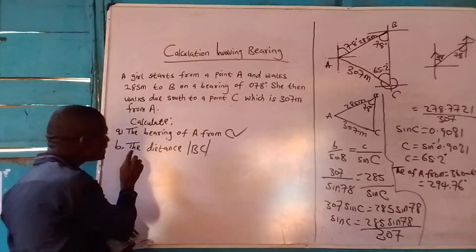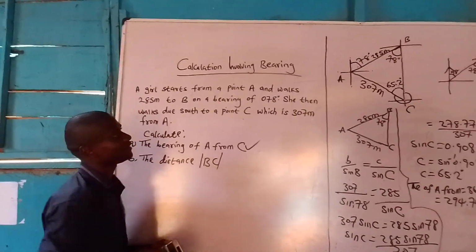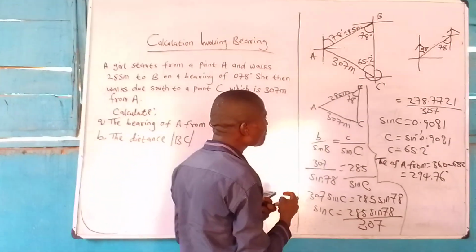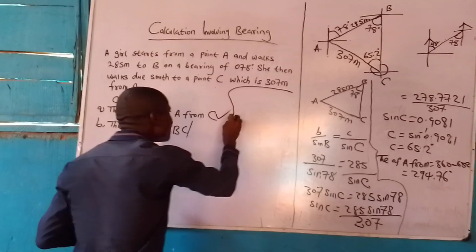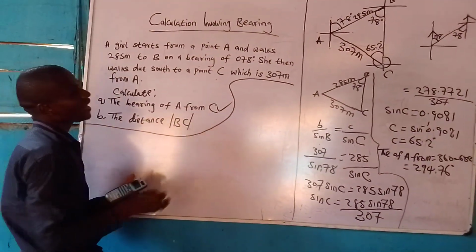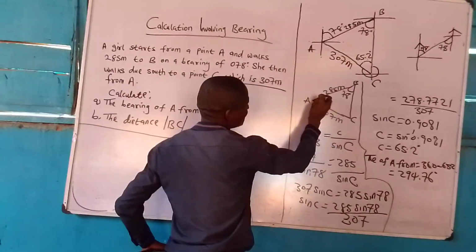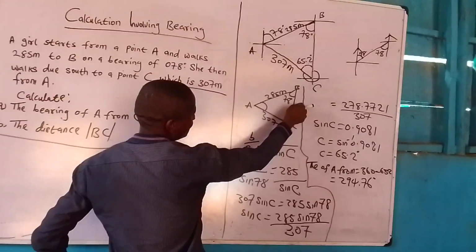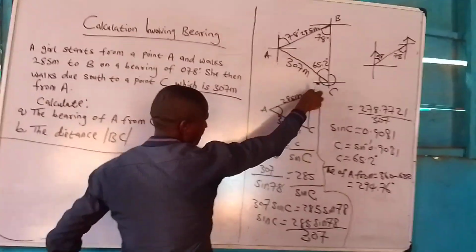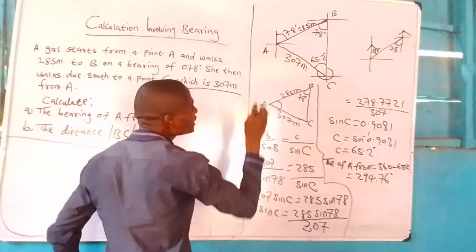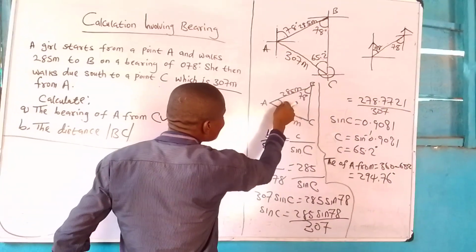Another question said that we find the distance BC. Now to get the distance BC, what are we going to do? Let me just do something like this so that we have more space. Now, that is this angle that is here. We don't know the angle that is here, but they want us to find this thing. So what are we going to do? I want to find the angle that is here.